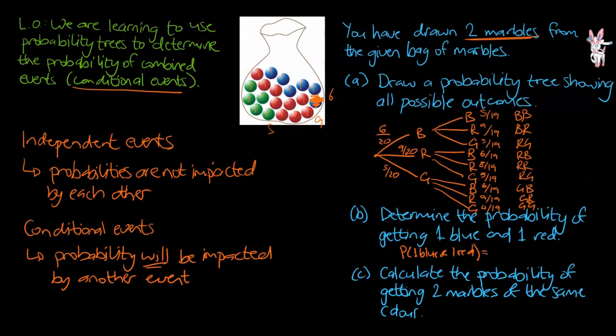So have a look at your branches. Which outcomes would relate to blue and red? So this one here would be a tick, and this one here would be a tick. So there's 2 outcomes. That one there is 6 over 20 times 9 over 19. And this one here, 9 over 20 times 6 over 19. That top part there becomes 54 out of 380, and so does that other one, 54 out of 380.